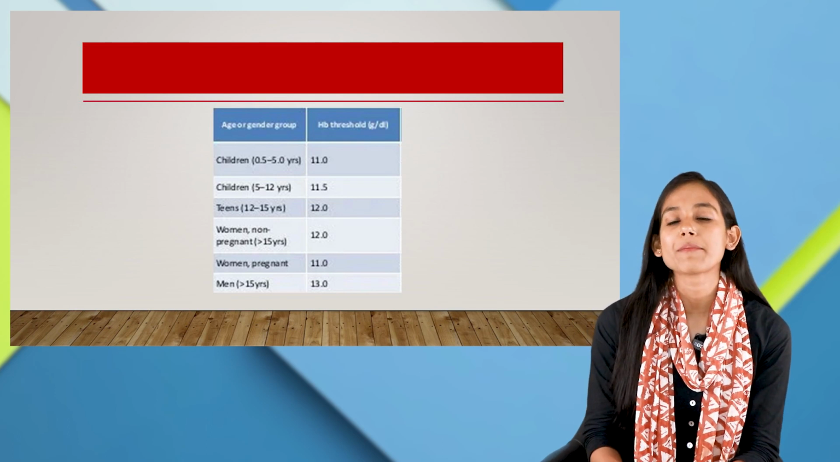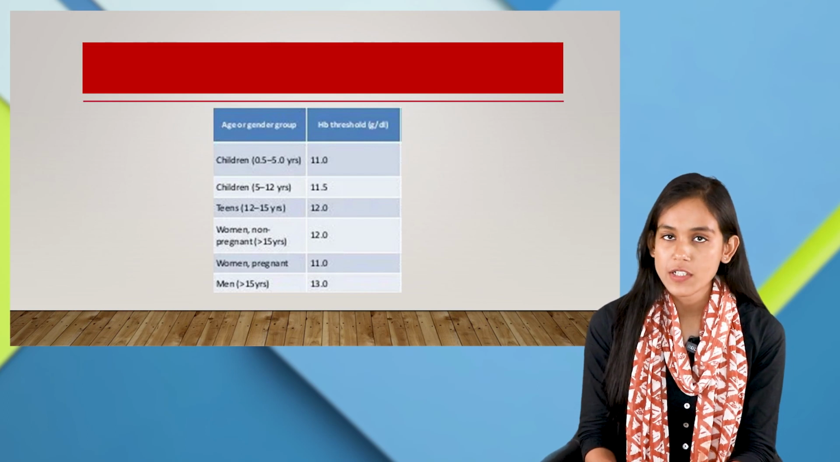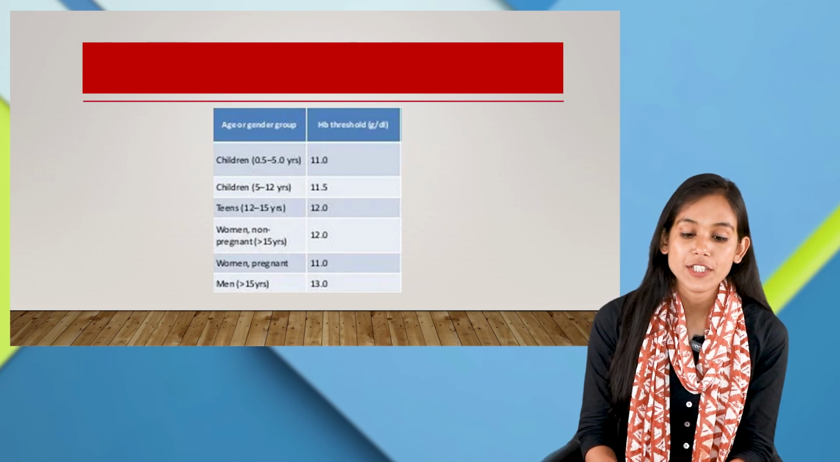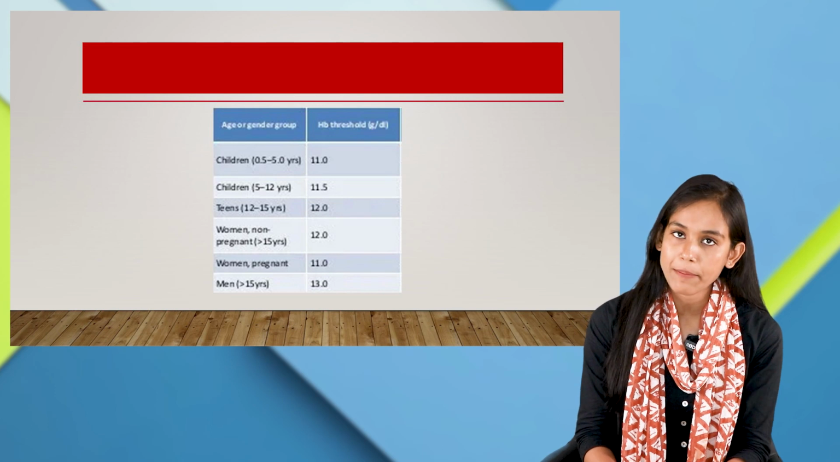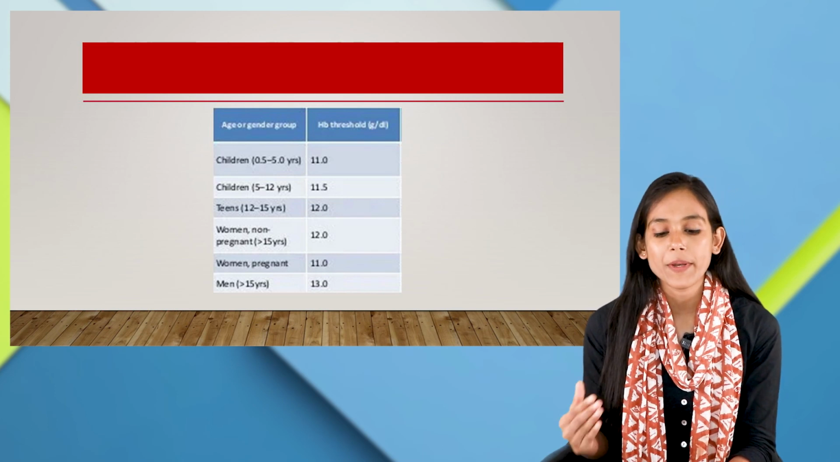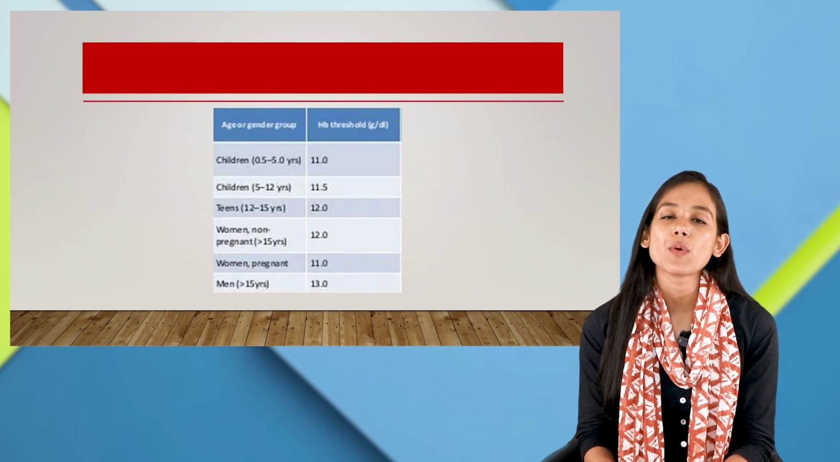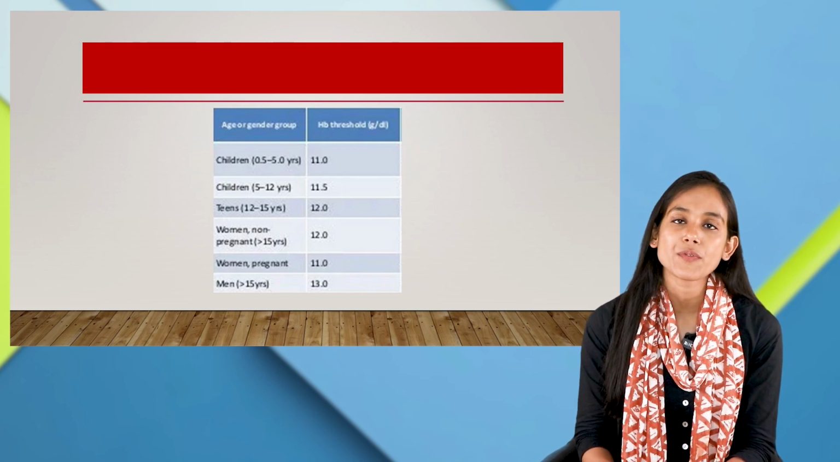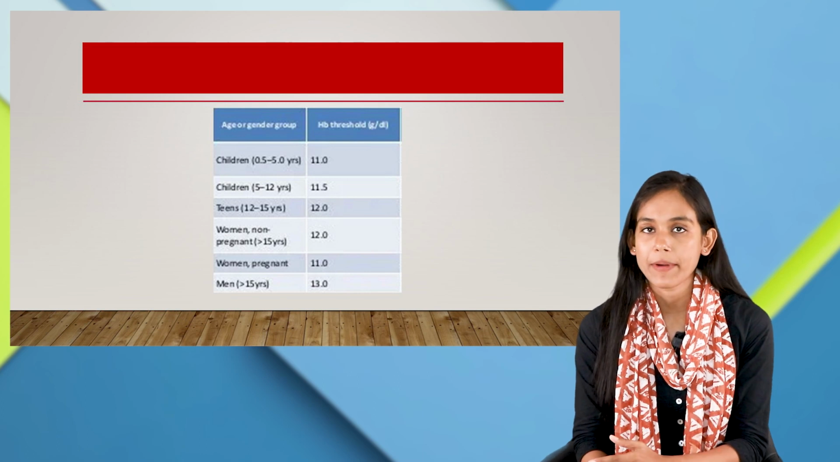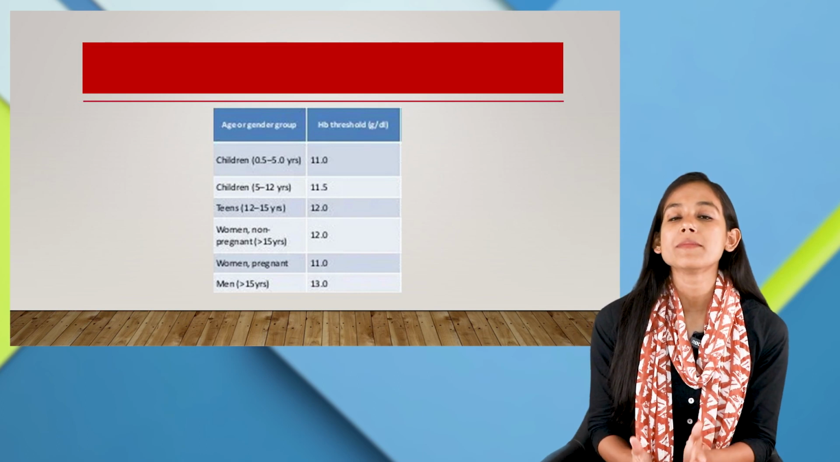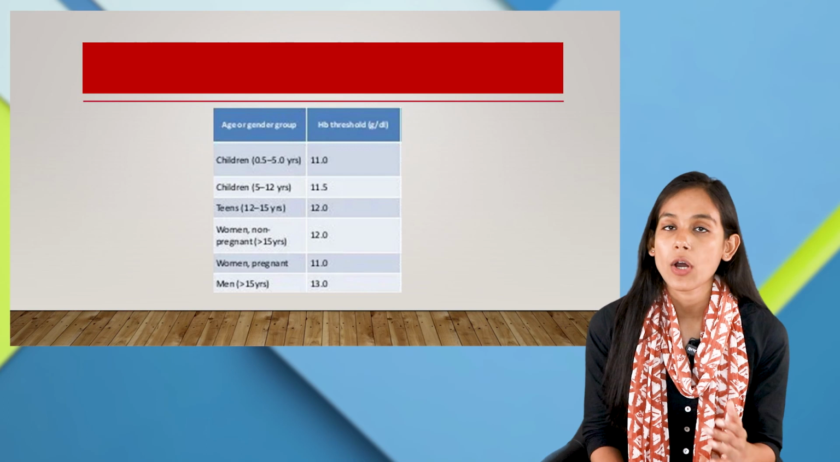Then we also have women who are above 15 years old and non-pregnant. For them, it would be 12 gram per dL, and for women who are pregnant, it is 11 gram per dL. For men above 15 years old, it is 13 gram per dL. So these are the normal hemoglobin concentrations according to the age group. Till now we understood what we mean by anemia and when to call it anemia.